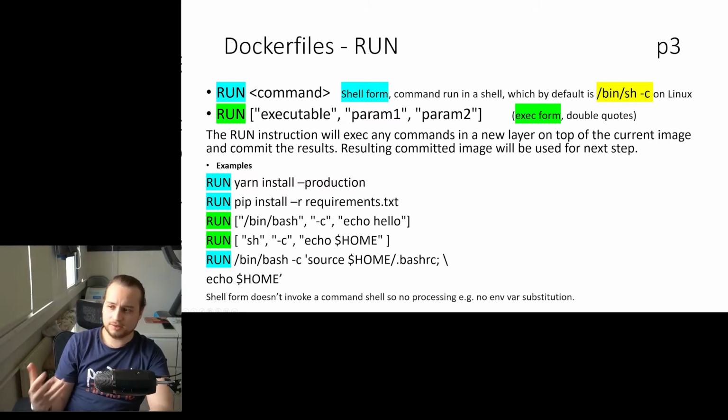The second one is an executable form, which you can see because it's in an array with double quotes. First you have the executable, then you have the parameters. They must have double quotes, by the way. So to clarify, let's check the examples. RUN yarn install. This is a shell form. The next one, pip install -r requirements, also a shell form.